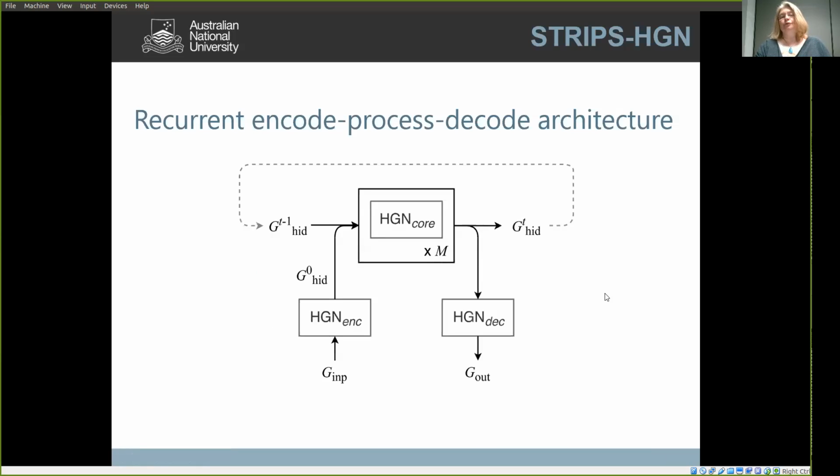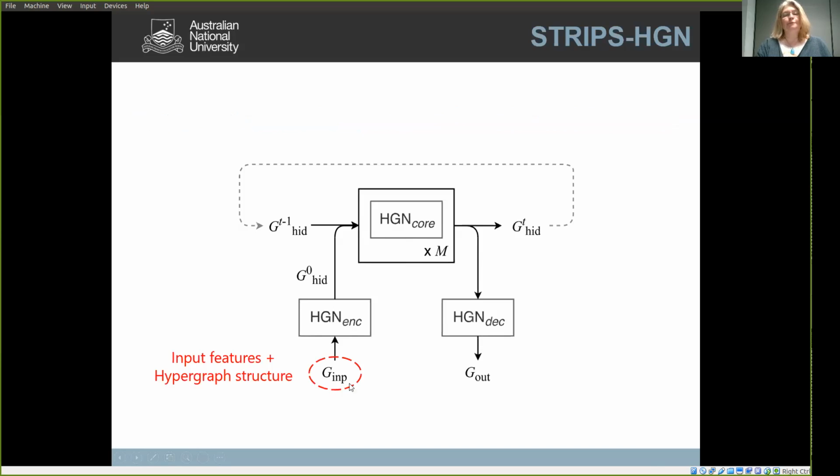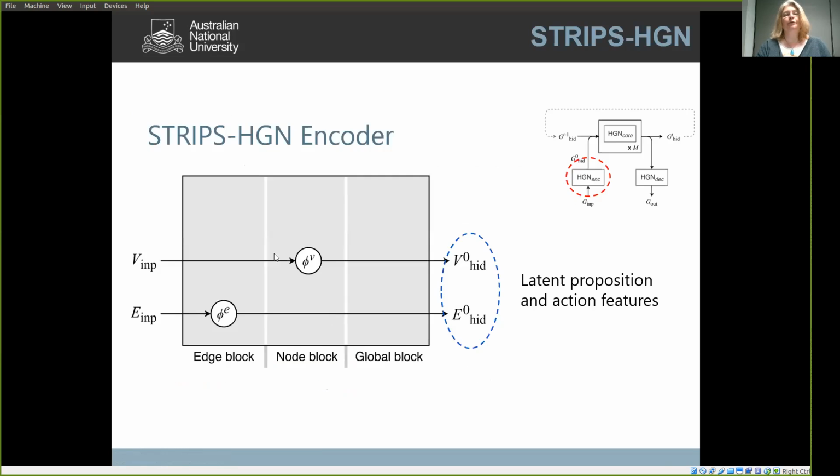Now, in order to learn heuristics for STRIPS, the architecture in STRIPS-HGN uses 3 of these HGN blocks within what's called a recurrent encode-process-decode architecture. So we've got an encoder block, a decoder block, and a core processing block, which is going to be applied m times. So it works as follows. Firstly, we pass the input features and the hypergraph structure to the encoder block. This encoder block is simply going to have 2 encoding functions applied separately to the vertices and the hyperedges, and that's going to give us initial latent proposition and action features.